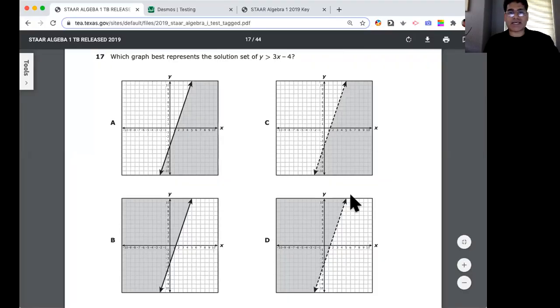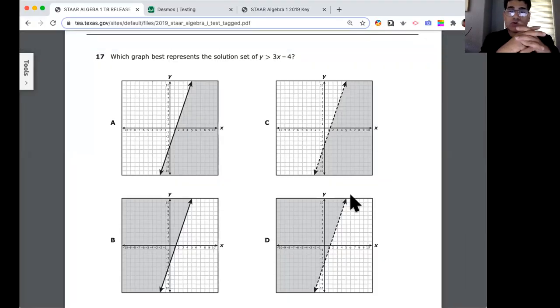So we have a set of inequalities, or an inequality. And unfortunately, Desmos testing mode does not allow you to do the inequalities.